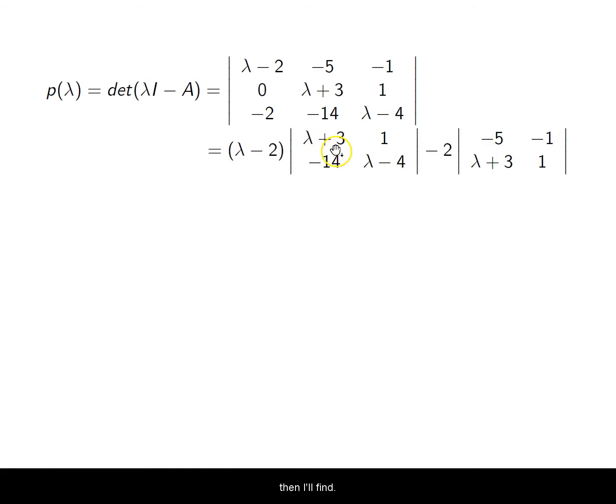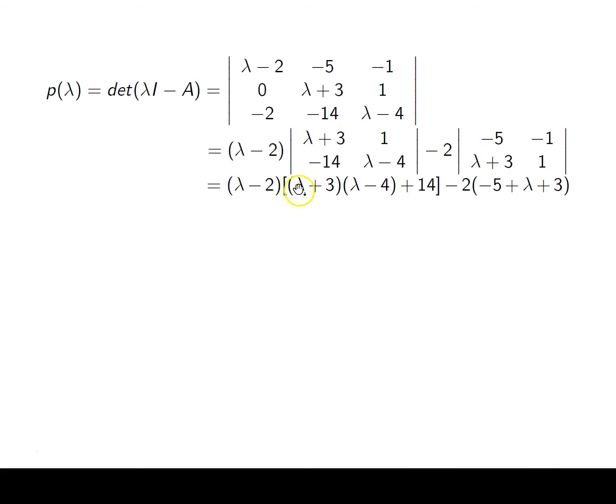So then I'll find the determinants of this and this. Remember, straight line means determinants. So this next line will be lambda minus 2. Remember, for 2 by 2s, you multiply this, subtract the product of these two, right? So this next line will be lambda minus 2 times this product, minus this product, minus 2 times this product times that product. Okay, and there you go.